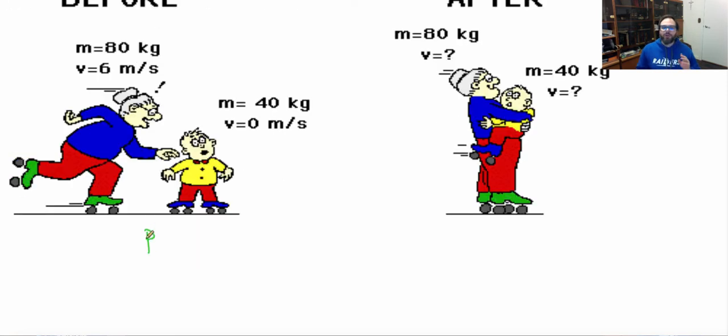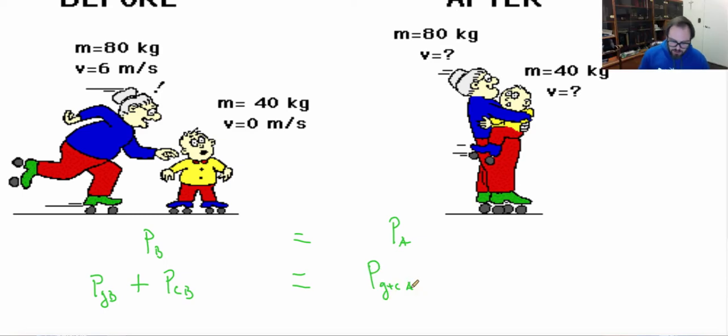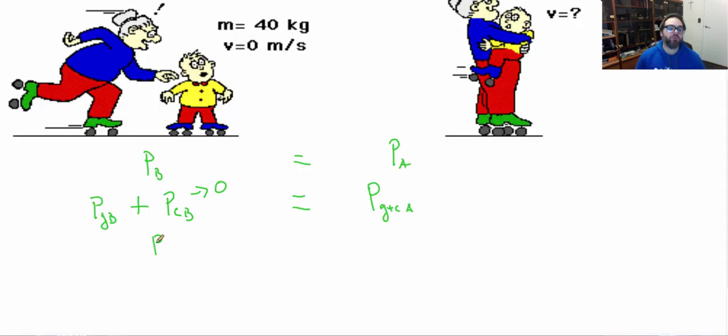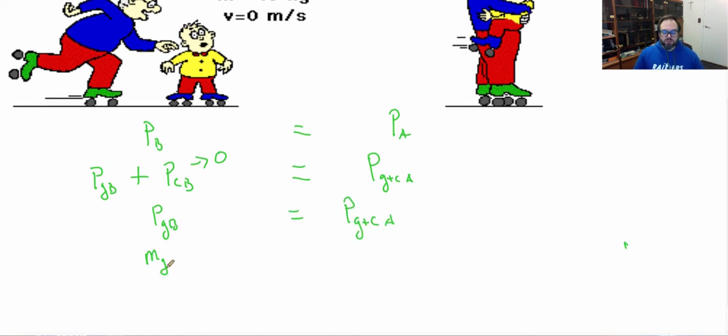So remember, our momentum before must equal my momentum afterwards. Now looking at this here, my momentum before has two situations. There's two objects here that are in play. We have the grandmother and we have the little child. Now after, they are coupled together. So we only have the grandmother holding the child. So on this side here, we know the child's momentum is equal to 0 because he's not moving. So in other words, we have the momentum of the grandmother is equal to the momentum of the grandmother plus child. So now let's put in what is momentum.